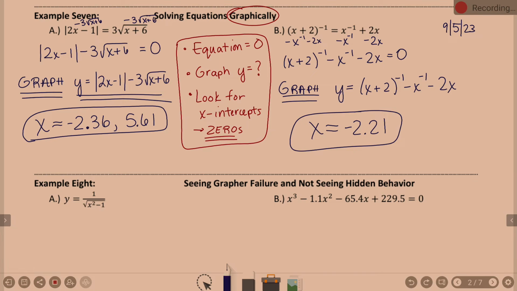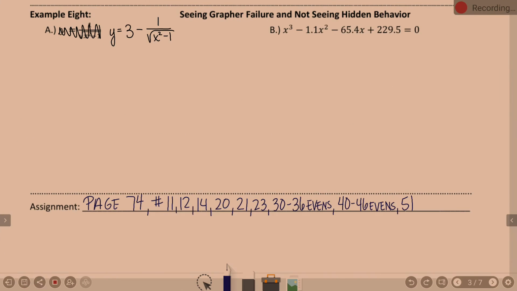Now, I will tell you there's another typo, although this typo I didn't find until this morning during class, so it's not officially retyped. But this section down here is seeing grapher failure and hidden behavior. So the idea is being able to figure out what's going on in some of these wonky looking graphs, because that's really what they are. So let's start by looking at this one. Nice thing is it's already solved for y, isn't it? So we're going to graph that.